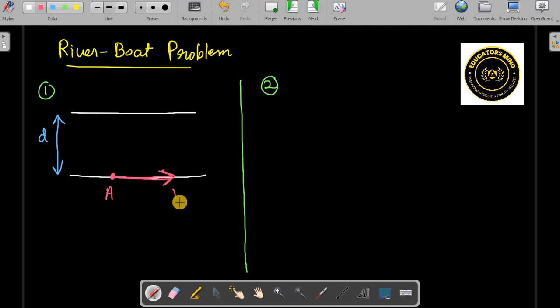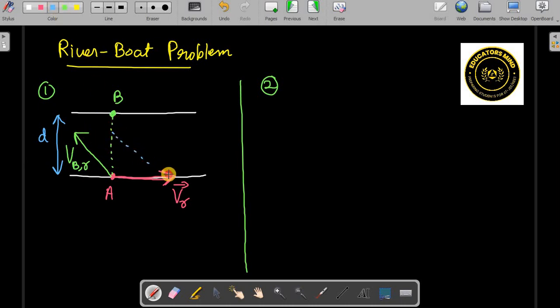This is the velocity of the river, V river. The man wants to go exactly to the opposite point. This is the point B where the person wants to go. So he should go in such a manner that he is able to reach it, because the current is towards the right side and may push him. So this should be the direction of the velocity of the man, or you can say the boat, with respect to river.